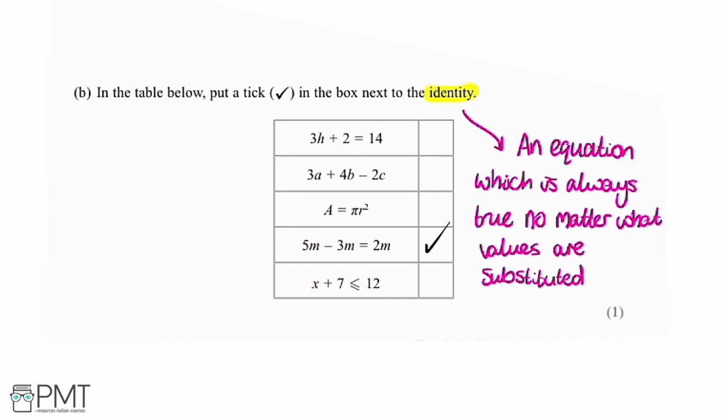So we've got 5m minus 3m is 2m. Because whatever value of m we have, this is always going to be true. And if we actually think about it, it makes sense, because all of these terms have m in them. So if I divided by m and cancelled out all those terms, we're left with 5 minus 3 equals 2, which is always true. So the m terms don't make a difference. So therefore, this is our identity for 1 mark.